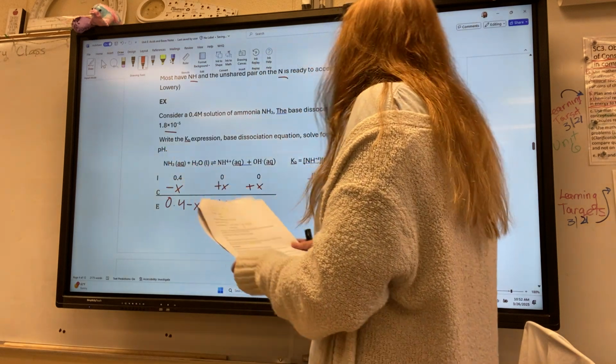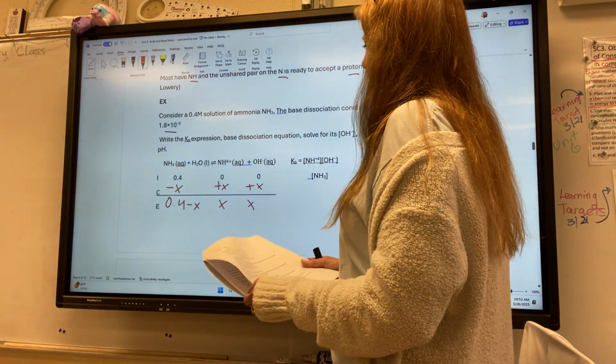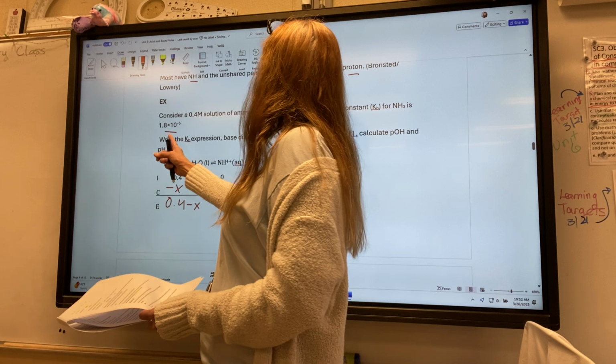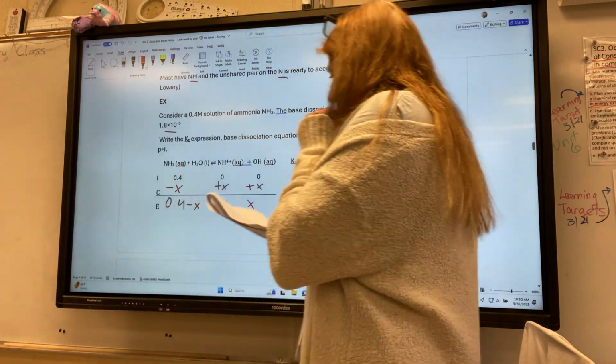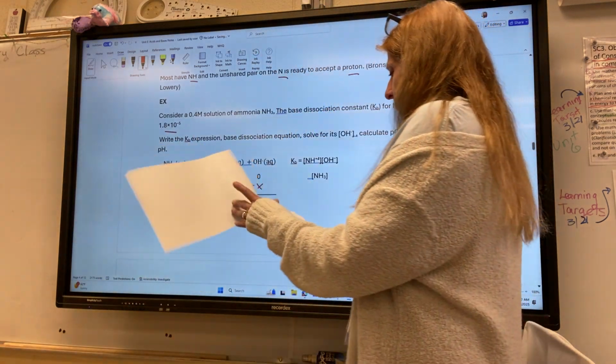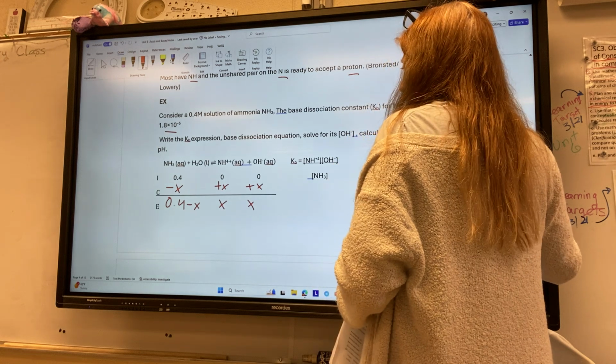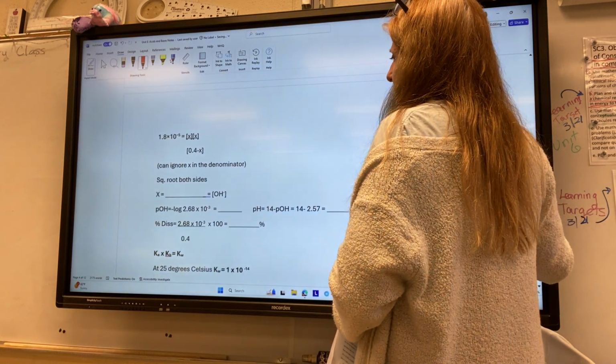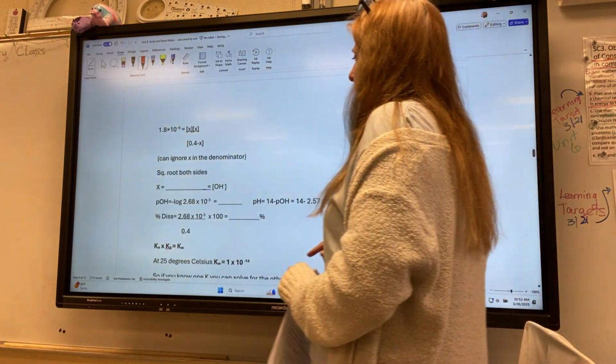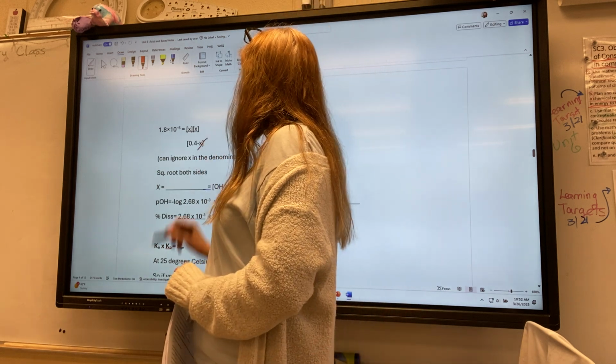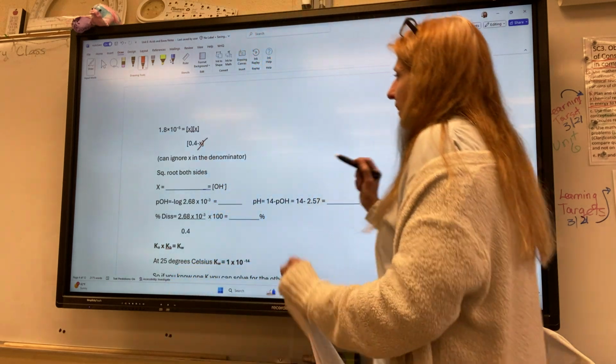Okay? And now look at our Kb. Are we going to get to ignore that? Ooh. 10 to the -5th. I see some ignoring in my future. Okay? We write our equation, and we already did that, and we fill it in, and we can mark out the x, because it was 10 to the -5th, yay!